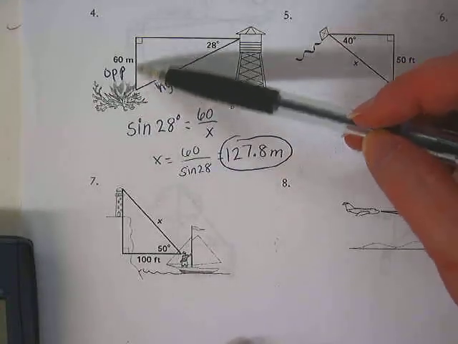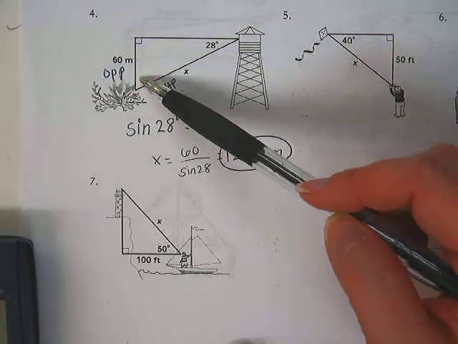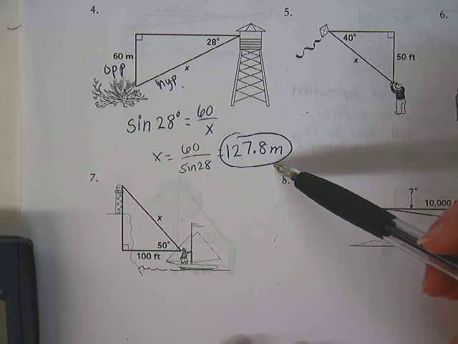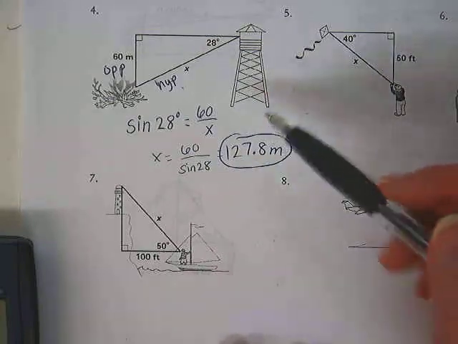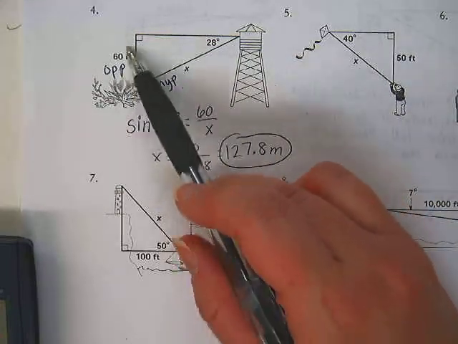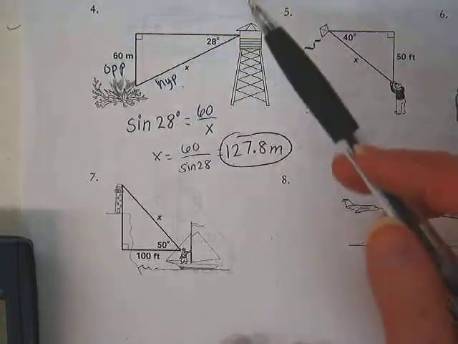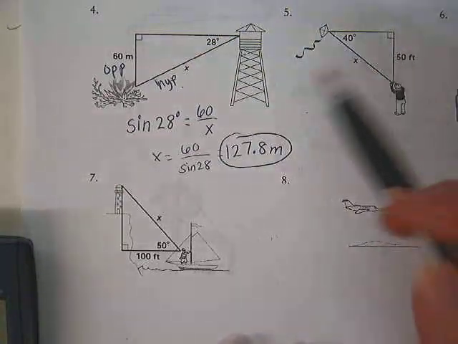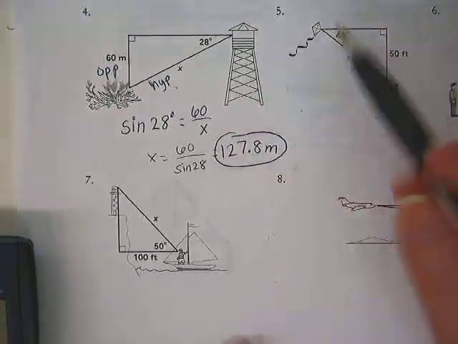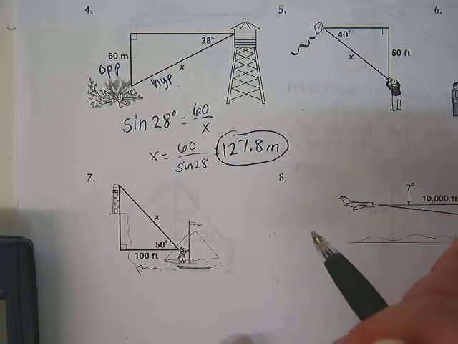Next thing I want you to do is just think about the answer. If this is 60 meters tall, and the hypotenuse has to be bigger than that side, then does this answer make sense? Yeah, it does. And maybe the picture isn't drawn to scale because this one doesn't look like more than twice that. So the picture's not drawn to scale, but it still makes sense because 28 is a fairly small angle. So anytime you're doing problems like this, you should always stop and ask yourself, does this answer make sense?